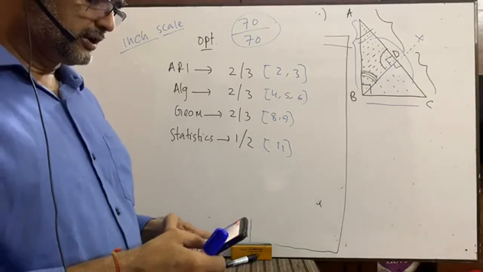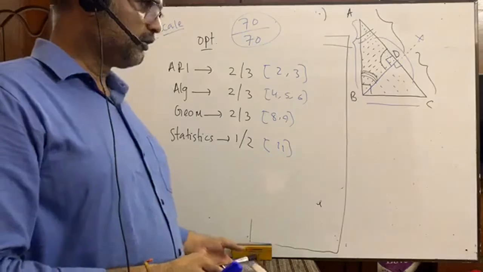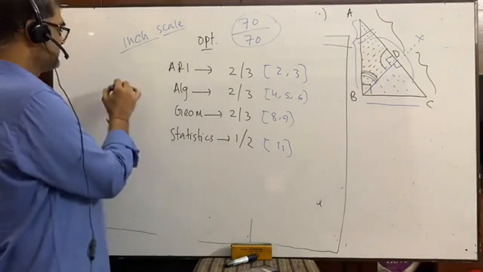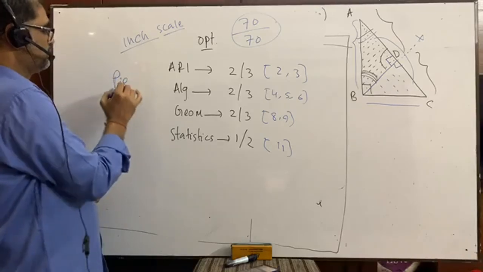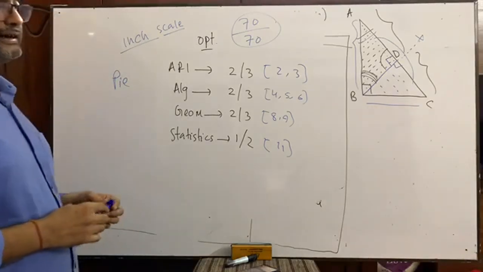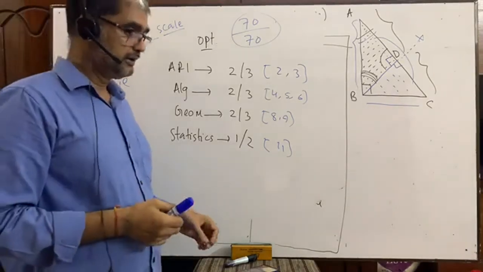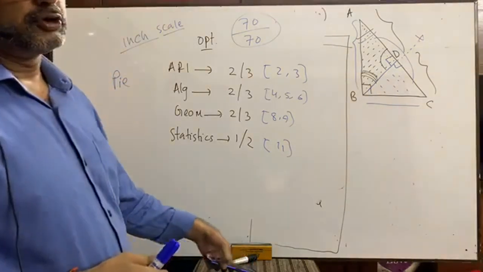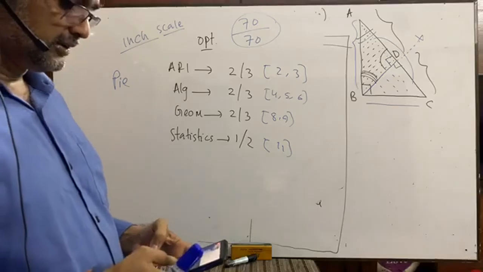I forgot about the pie chart. Pie chart, why pie chart? It is the easiest part. Pie chart, it is really very easy. You should have a good concept of drawing the angle for the pie chart.